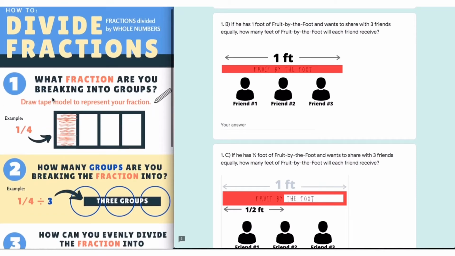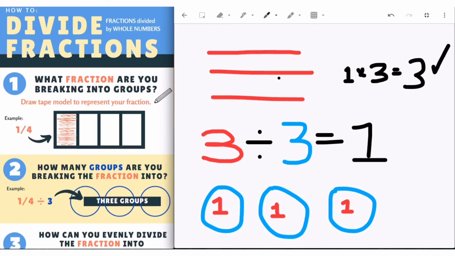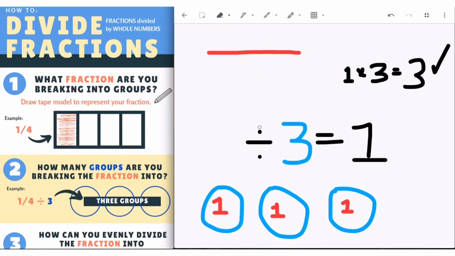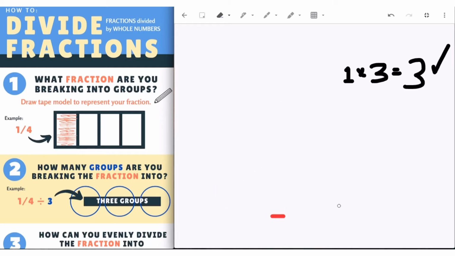What number am I breaking into groups? In this case, I'm breaking, answer for yourself. What number do you think we're breaking into groups? So in this case, we're breaking 1 foot of fruit by the foot into groups. So I'm going to go back to my question that I had before, and I'm going to erase them. So the thing I'll start by doing is saying, what am I breaking into groups?